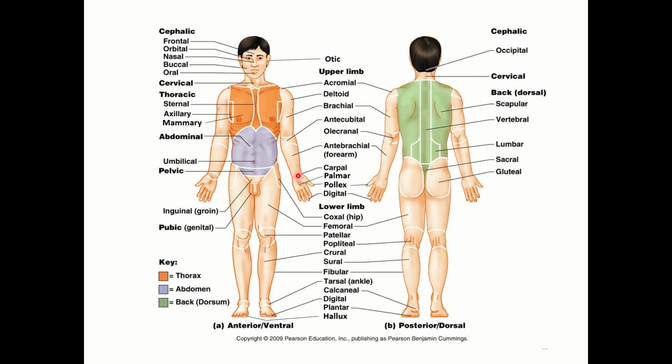The wrist is carpal, and it is featured on the anterior and posterior upper limb. On the anterior hand is the palmar. And then on both anterior and posterior hand is the digits, which include the pollex, which is your thumb, and the digital, which is your remaining fingers.